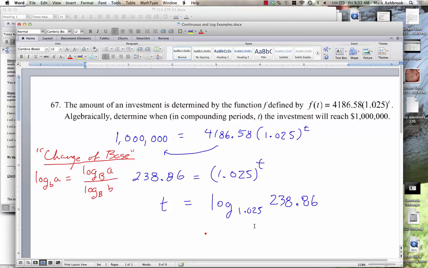All right, so what are we going to do here? We'll choose base 10 first. So what is this equal to? It's equal to the log base 10 of 238.86 divided by the log base 10 of 1.025. Got to keep the same base. So when you change the base, it's got to be the same base in the numerator and the denominator. And so the original base becomes what you're taking the log of in the denominator.